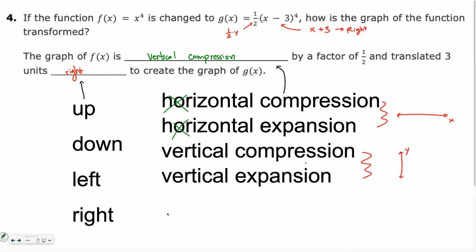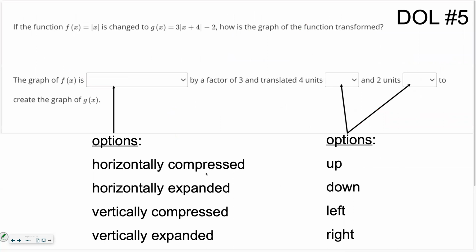Okay, I have a DOL for you now. I want you to try this DOL. DOL number 5. Here's your problem. I want you to think through. I got the options up here. What would be correct? You can graph first, but I want you to find out what happens. DOL number 5.